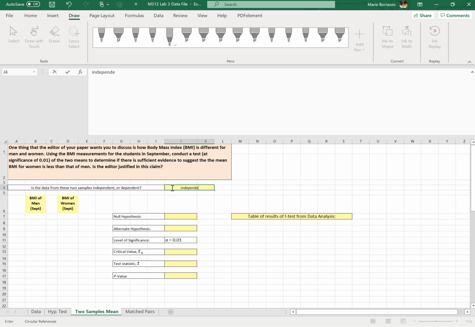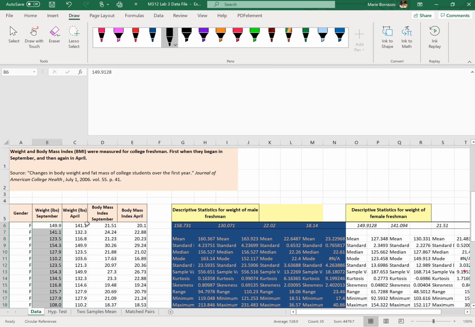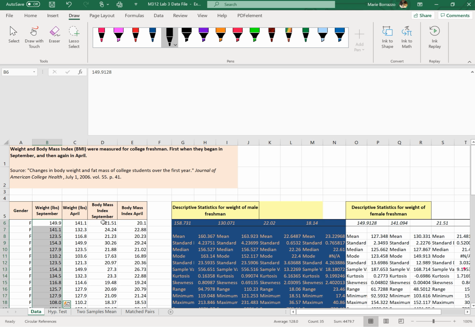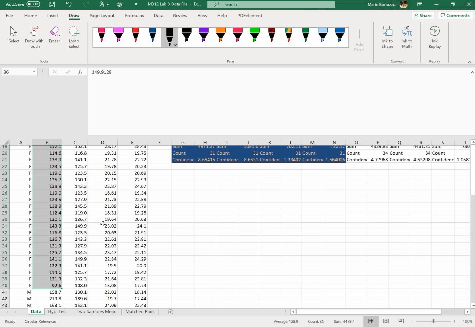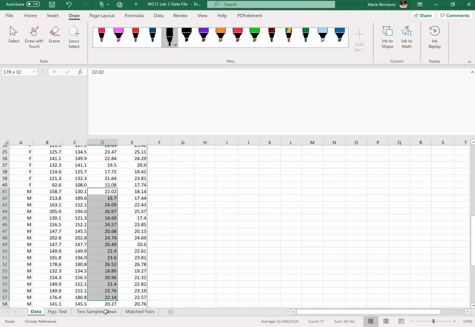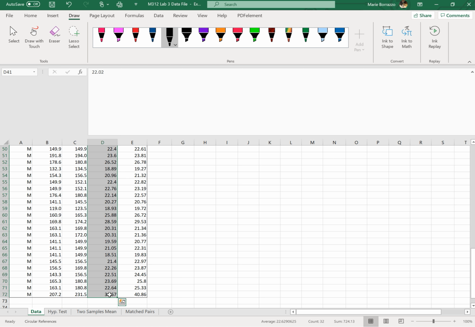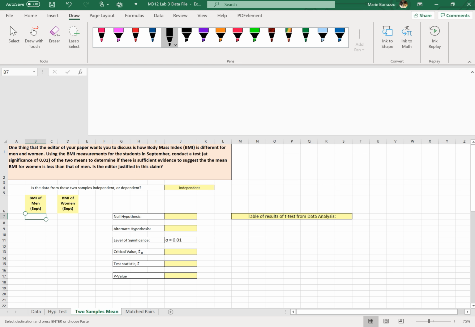When it's independent, you don't necessarily have to have the same counts. So we need the BMI for men for September. Let's go back to our data. BMI for men, that's down this way. Okay, so I'll hold that. Control copy. Go back to the sample mean. Control V. That's all the men.